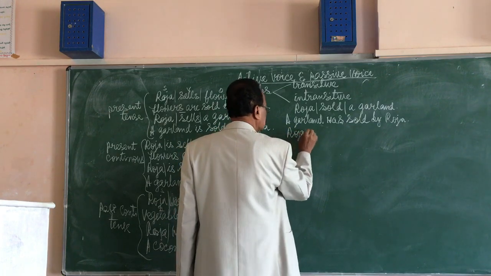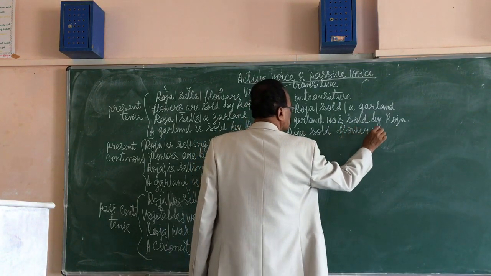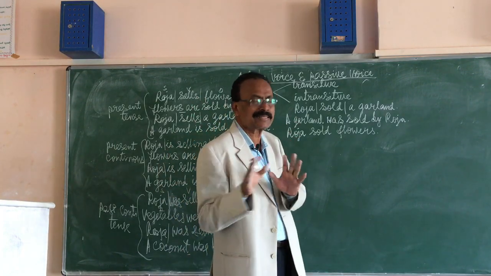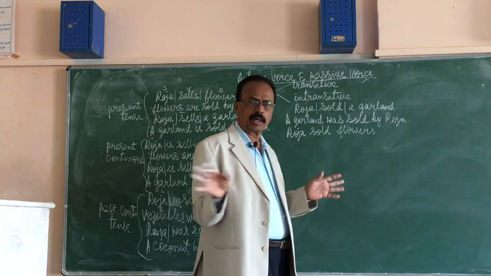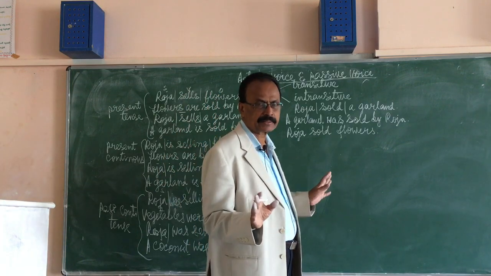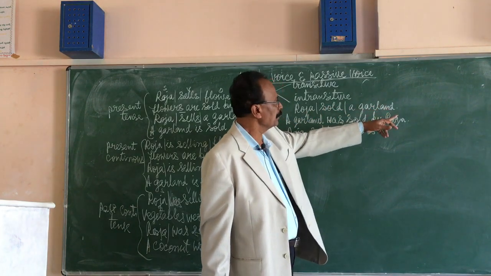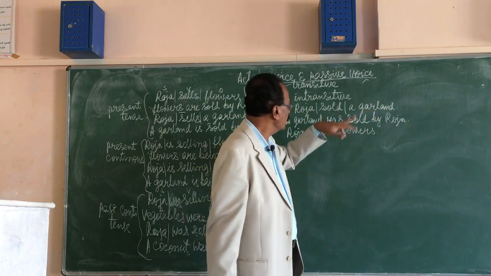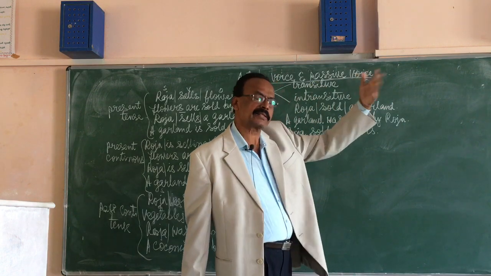The same one, Rohita sold flowers. See, I have taken only short sentences because it will be convenient for you to understand very easily. Whatever the length of the sentence, if you can recognize subject, verb and object, you can change even the lengthiest sentence from active voice to passive voice. See, Roja sold a garland to the customers in the market. Long sentence. All those things are not necessary for us. We have to concentrate our attention on subject, verb, object. All those things remain in the same place.